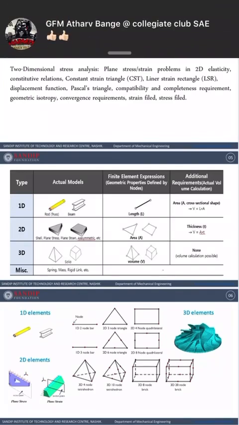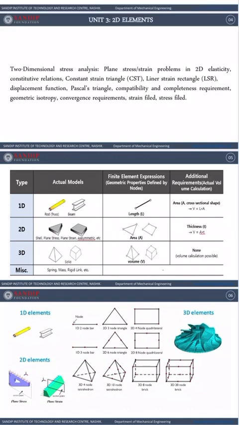We will start our next unit, two-dimensional elements. In this unit, the syllabus covers two-dimensional stress analysis, in which we will see plane stress and plane strain conditions in two-dimensional elasticity. Next we will see the constitutive relationships for plane stress and plane strain conditions.